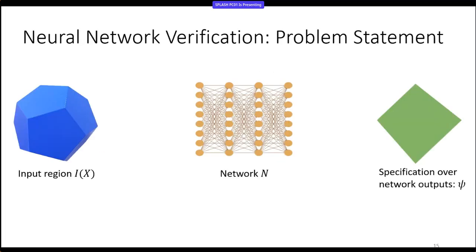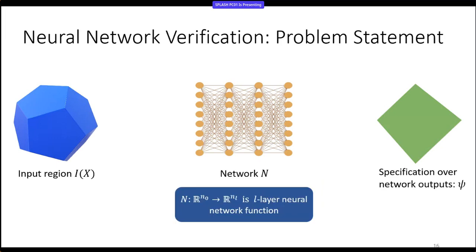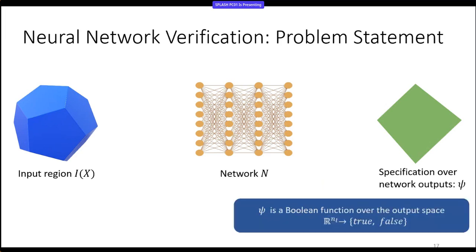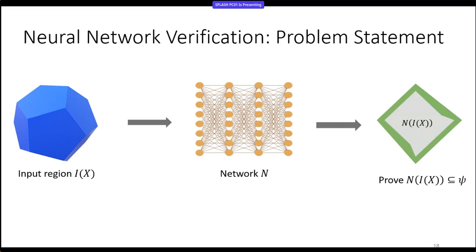Let me start with a bit of background. What's the neural network verification problem? We have this input region I_X where we are interested in verifying the property. Now we have a neural network N, which is this L-layered neural network function on which we are interested in verifying the property. And we have this output specification psi, which is a Boolean function over the output region. The green region in the picture is the part of the output region where the property is true. What we are interested in is this gray region, which is the exact set of values that the neural network can take on this input region. If this gray region lies within the green region, then we can say that the property holds true. If it does not, then we should find a counterexample. That's the goal of the neural network verification problem.